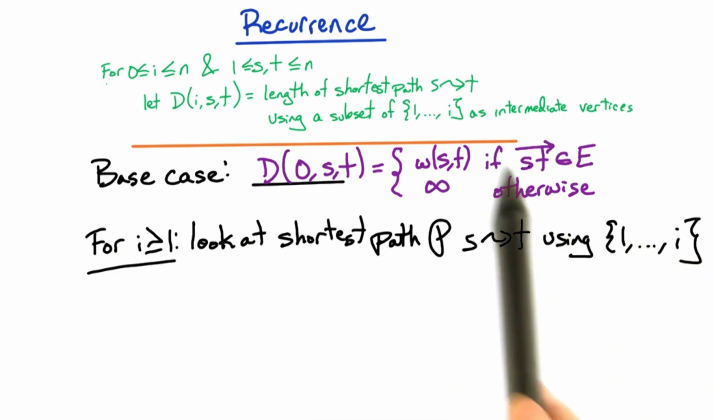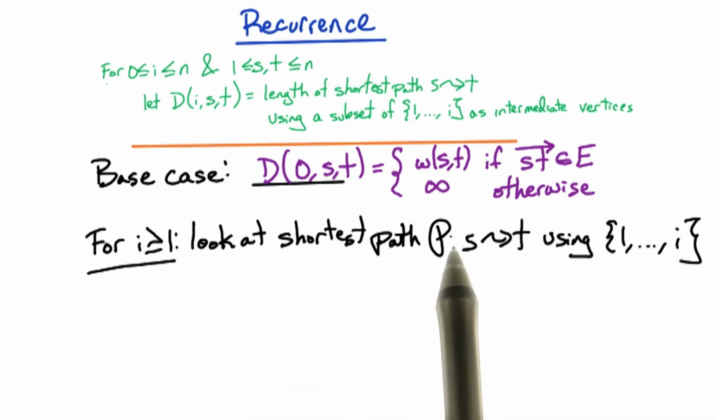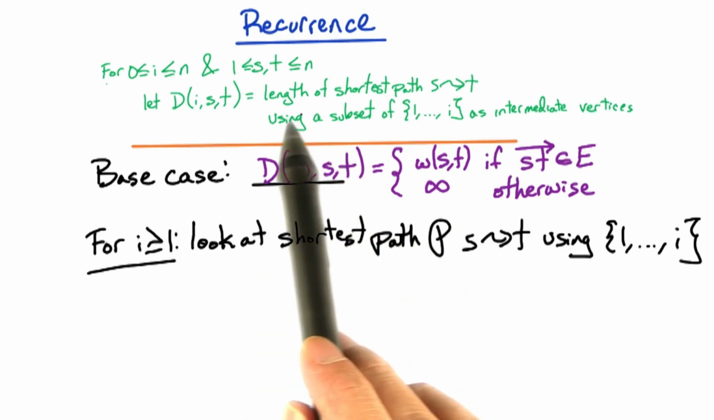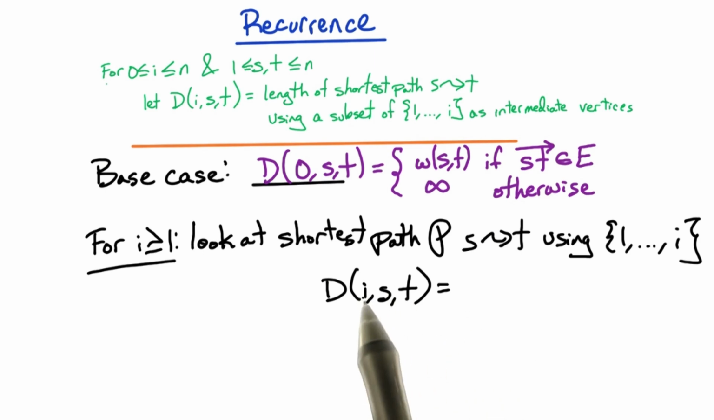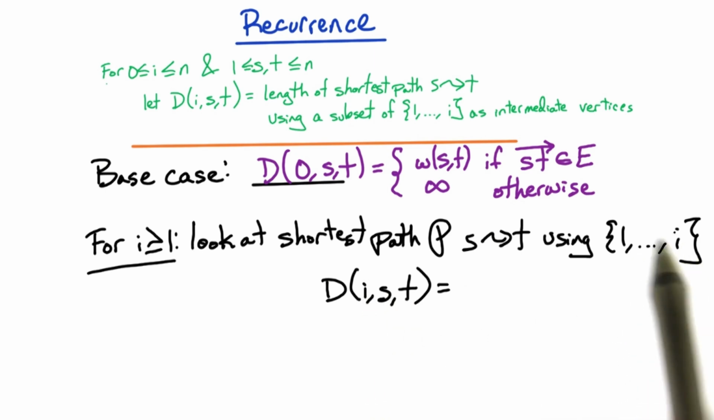Now let's look at a shortest path from S to T, where we only allow vertices 1 through I as intermediate vertices. So this is the solution. This path P is the solution to this subproblem. And if there are multiple paths, just choose any path arbitrarily. So our goal is to figure out D of I S T, and we want to write a recurrence for this in terms of smaller I's.